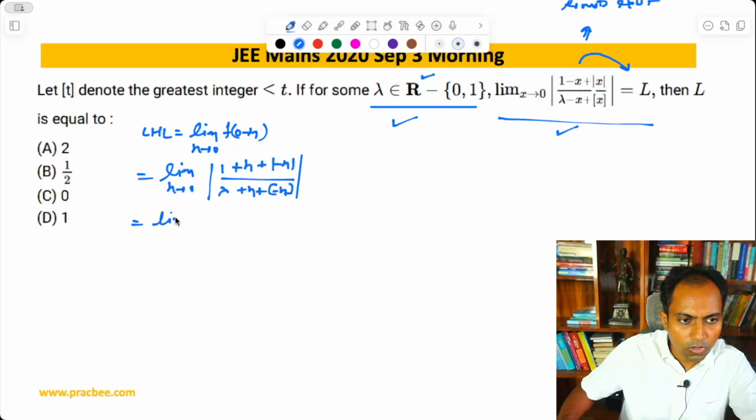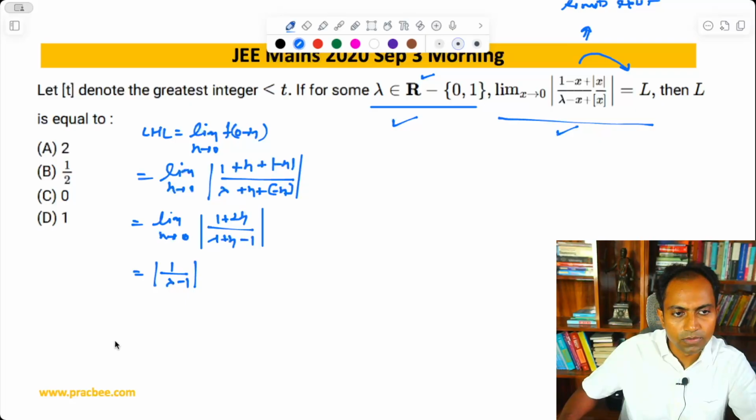So if you put all of these values, limit h tends to 0 will come out to be, this will become 1 plus 2h. And here if I look into the values, this would become h, this is lambda, and this will become minus 1. Now it becomes a determinate limit. I can put h as 0. If I put h as 0, it becomes 1 by lambda minus 1, and there will be a mod over it.